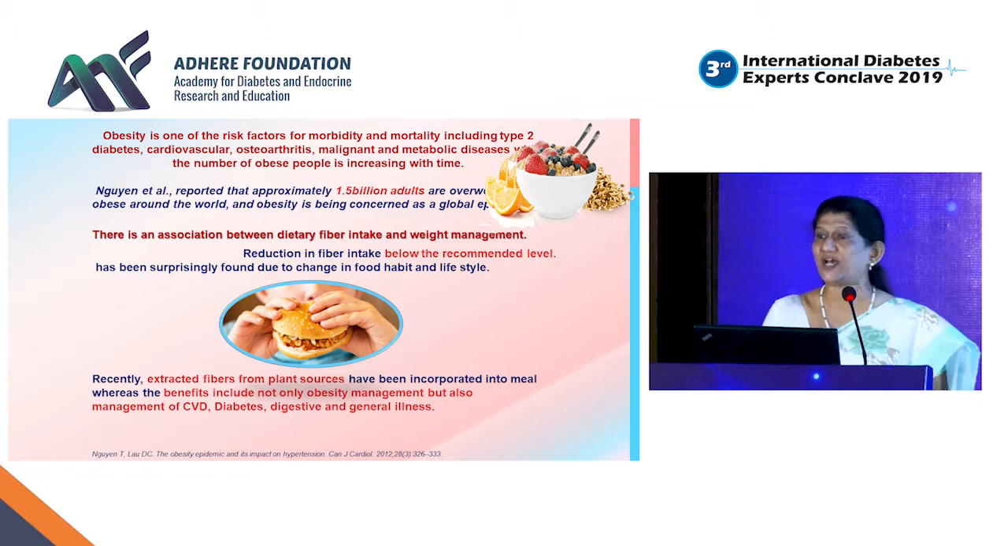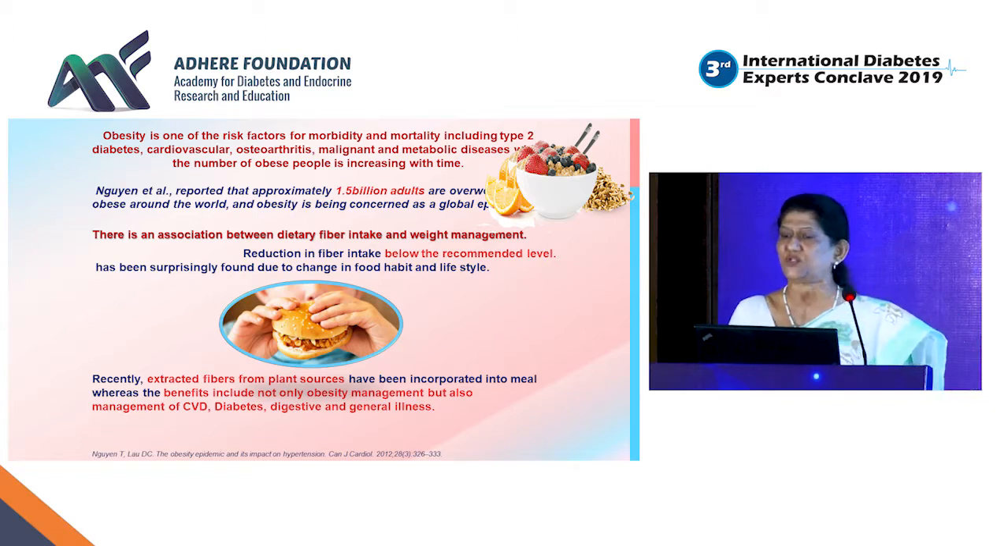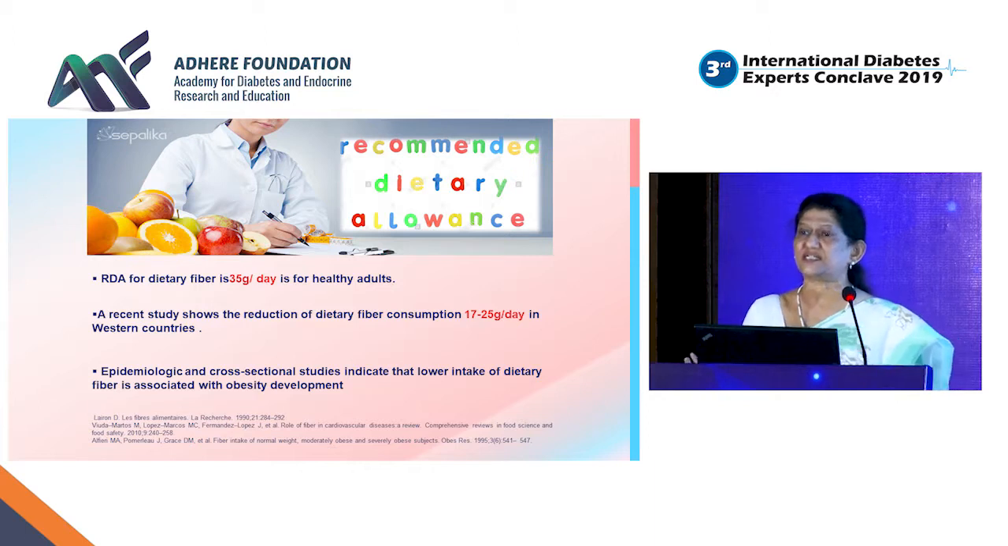So now, because of the reduced raw consumption, we do have extracted fibers from plant sources which are incorporated into meals to increase the fiber intake. Now we see the recommendation is 35 to 40 gram per day, and the minimum, the recent study shows the intake has reduced to as low as 17 to 25 gram.